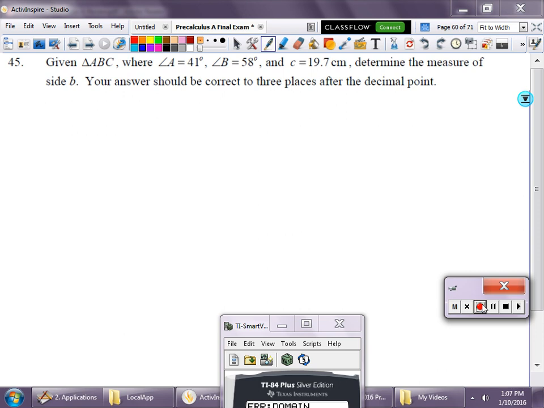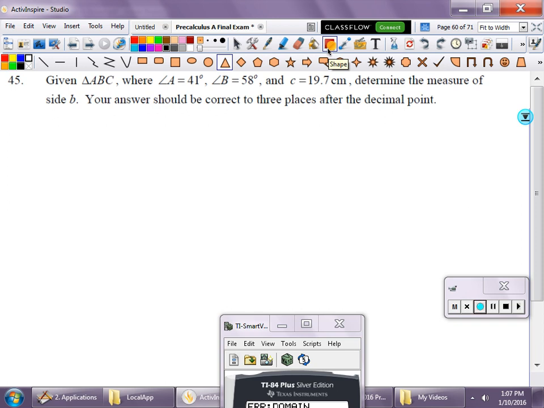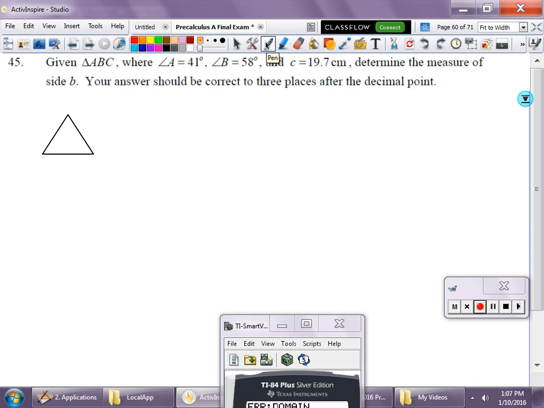For the 45, we have to draw the triangle. So going to my triangle, nice triangle here, using my tools. Again, it's all in a matter in which you draw it. Angle A, 41, putting the angles inside, is opposite side A. Going around, B is going to be opposite side B. And side C, 19.7, is going to be opposite angle C.